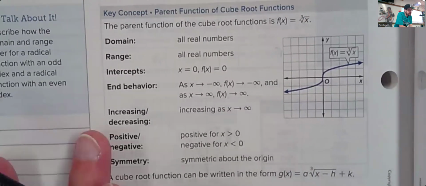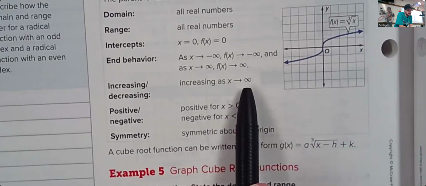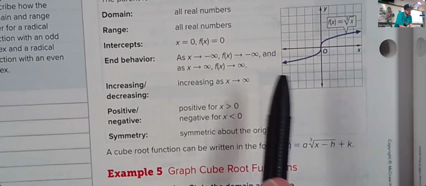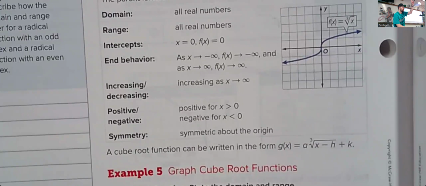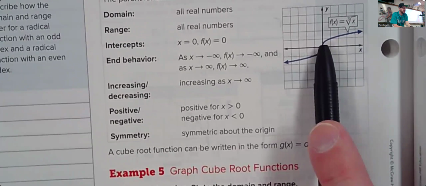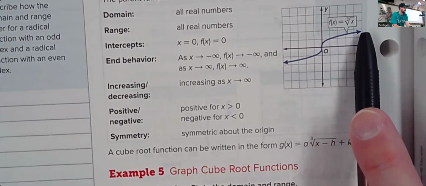If we are talking about increasing and decreasing intervals, this graph increases as x goes to infinity. So if you go from left to right, the graph is always moving in an upward direction. The speed at which it increases changes, but it's always going up, right? It never actually turns back down and goes the other way. So it's coming in pretty shallow, goes up really steep right here, and then it kind of shallows out after it gets past 0. But it's still increasing the entire time.